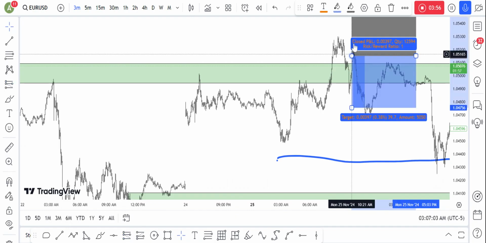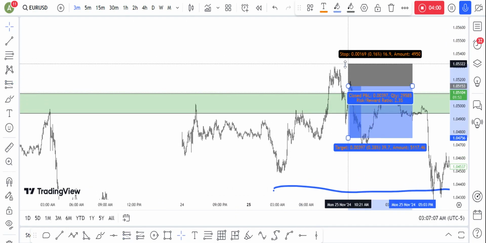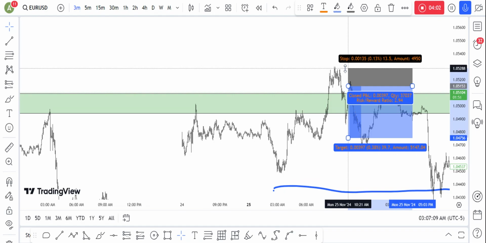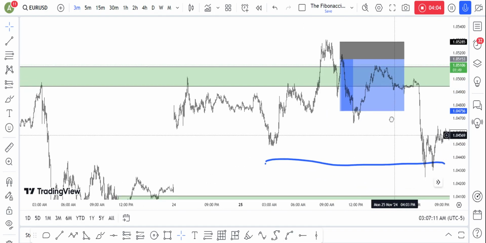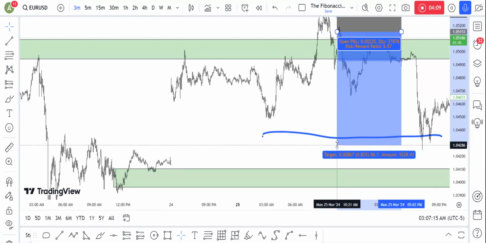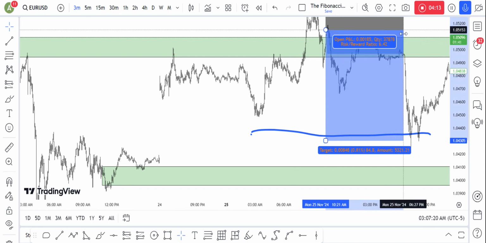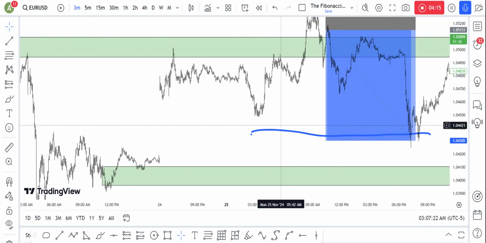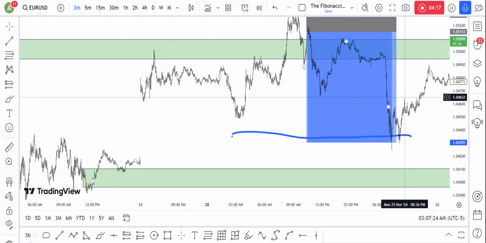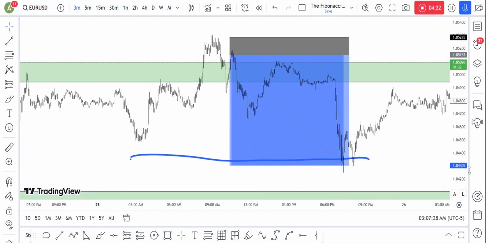So I entered here. My stop loss was roughly here. 0.37 lot size, and my take profit was roughly around this area. The 1:6 risk to reward trade was because it was with confirmation. With confirmation, this is not a gamble, this is a trade. So this is how I took the trade. I made almost roughly $300 with it.